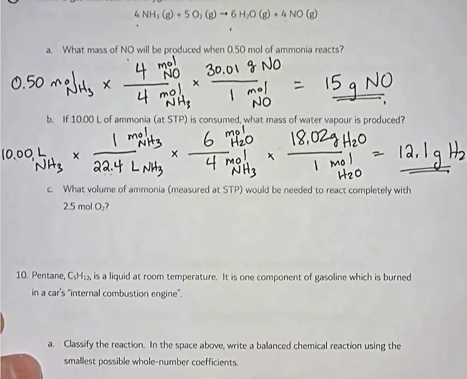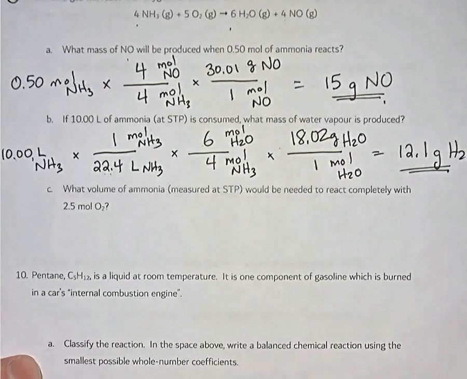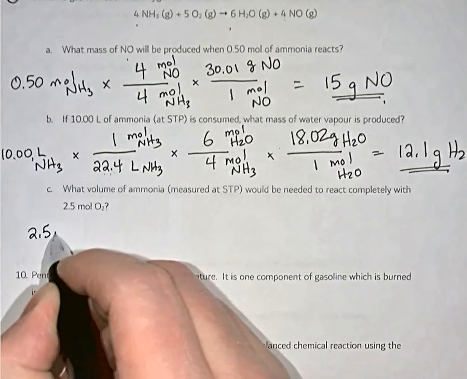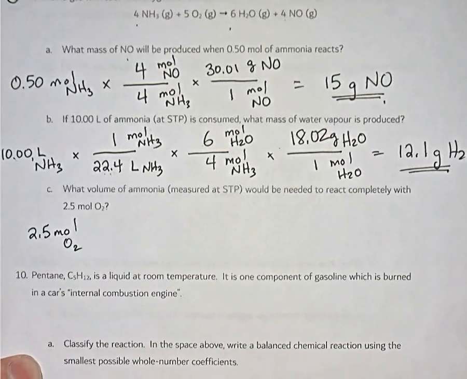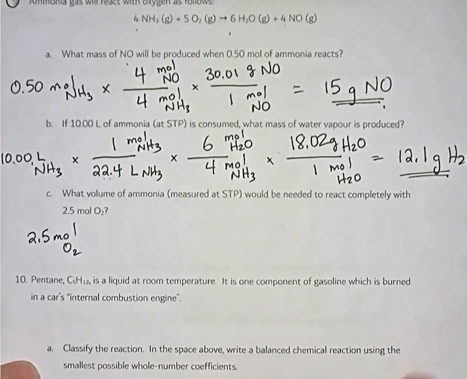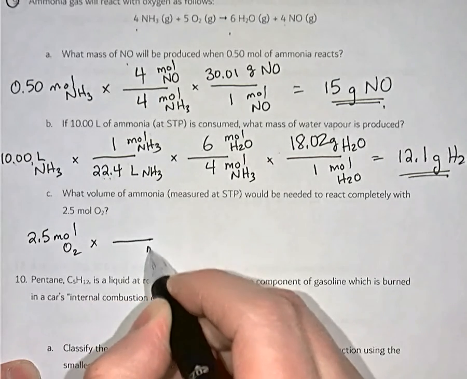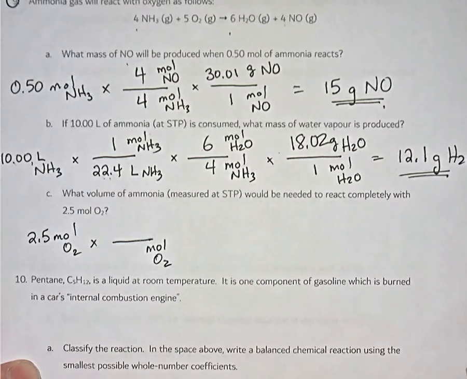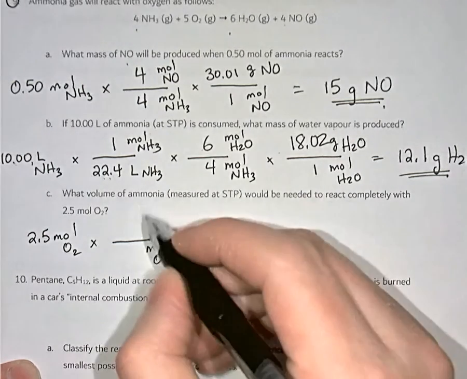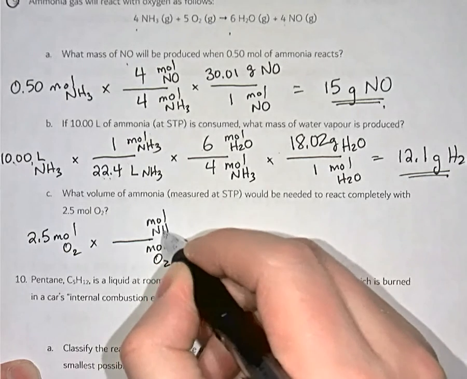Okay? Part C, what volume of ammonia measured at STP would be needed to react with 2.5 moles of oxygen? So go ahead and pause the video if you want to try that yourself. So we have 2.5 moles of oxygen, and we're wondering what volume of ammonia would be needed to react with that. Looking up at the equation, the ammonia reacts with the oxygen. So I'm going to take the moles of oxygen, and using that balanced equation's ratios, the stoichiometry, I will convert that to moles of ammonia.